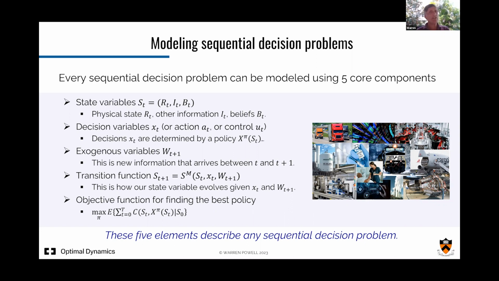This is that new information that comes in after I make a decision. Then we have the transition function that tells us how the state variable evolves over time, and we have an objective function that tells us how well the policy is performing. These are the 5 elements that describe any sequential decision problem. So all of those problems in the picture on the right can be described with these 5 elements. It's like math programming.